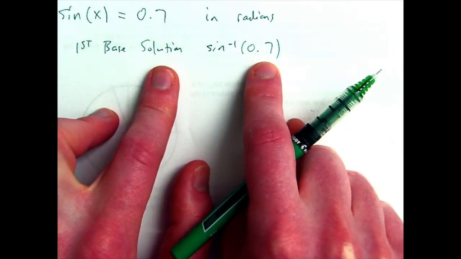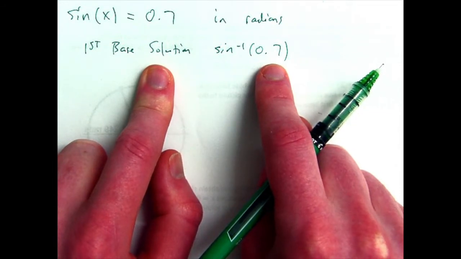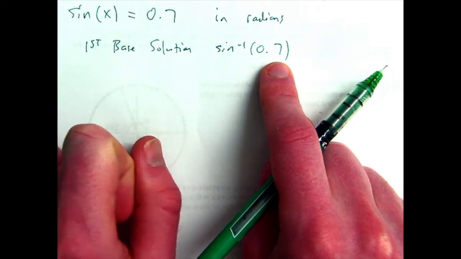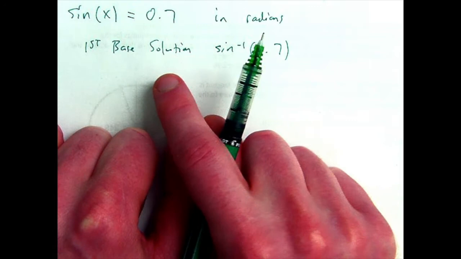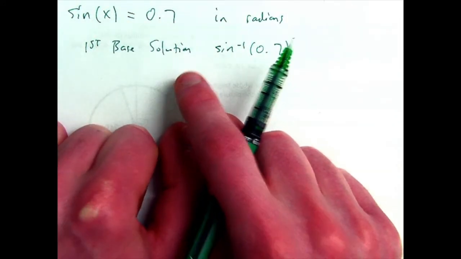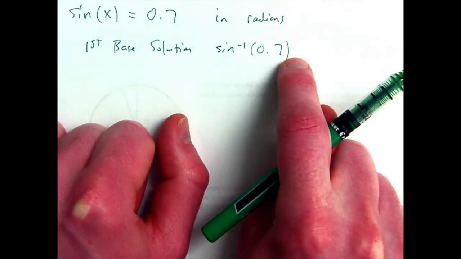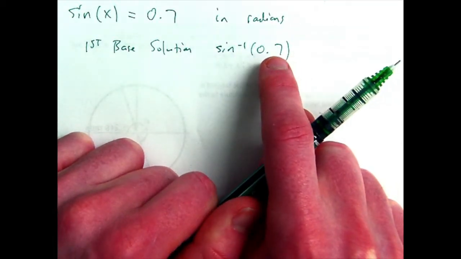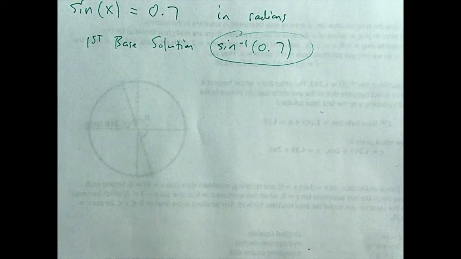Now, before we compute what this is with my calculator, let's think about why this is actually a base solution. What is a base solution anyway? Well, it's an angle on the unit circle whose sine is 0.7. It's really just a specific solution to this equation. In other words, a base solution is really just an angle which satisfies this equation. It's an angle whose sine is 0.7. And that's exactly what this is. The inverse trig function produces an angle, and of course it's an angle whose sine is 0.7. So whatever this thing is, that's an angle whose sine is 0.7. That's going to be a base solution.